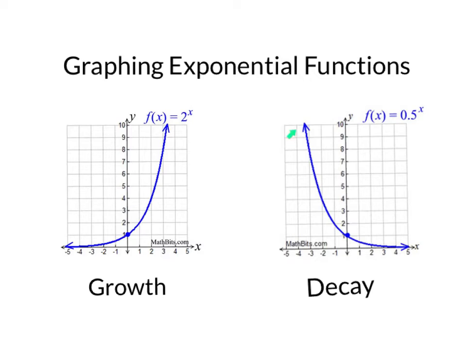Then on this graph to the right, again, if we look from left to right, it's going downhill, or it's traveling down. So we call this decay. So that's the difference in growth and decay. Now, that is actually determined by this number here, the 2, because if this number is greater than or equal to 1, then we have a growth.